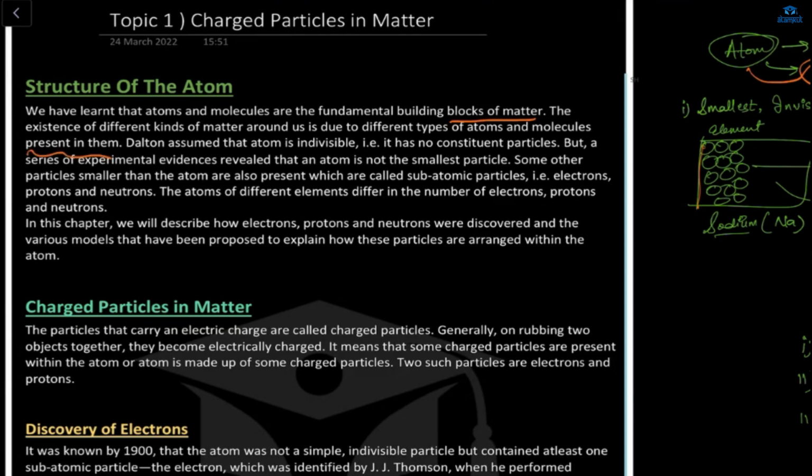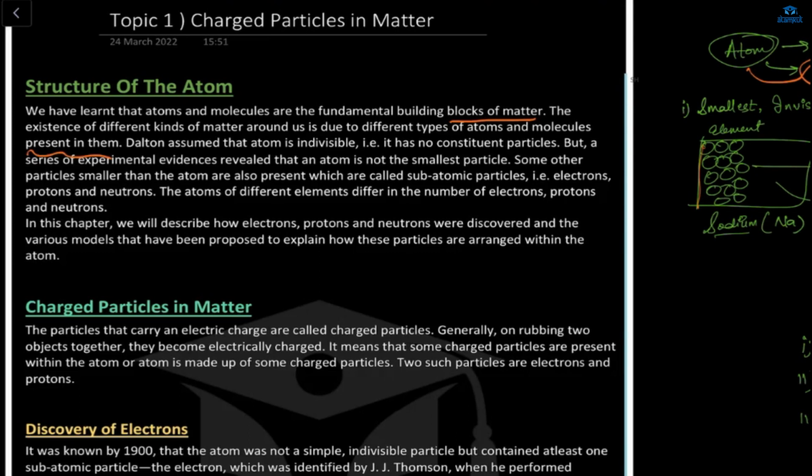So Dalton assumed that the atom is indivisible. What is the meaning of indivisible? Indivisible means, Ma'am, that it cannot be broken down or divided into more subparticles. But Ma'am, the atom can be broken down, right? Yes, it can.